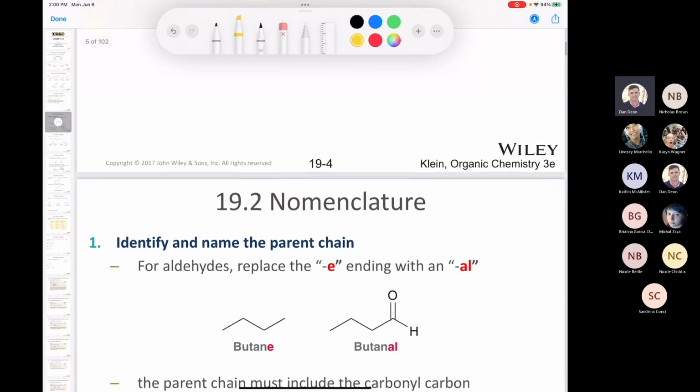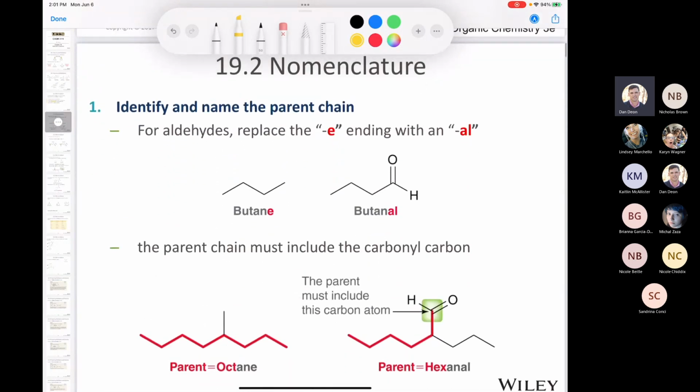So let's take a look at some examples. Identify the parent chain. I think that everybody could identify 4 carbons in a hydrocarbon as being butane. Well, if you have a 4-carbon aldehyde, we call that butanal.